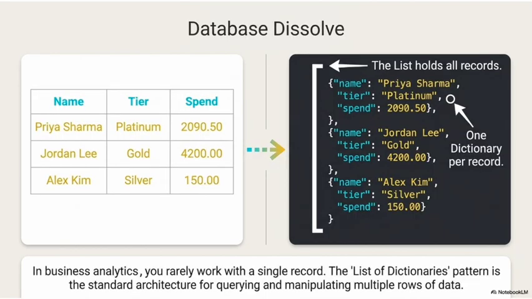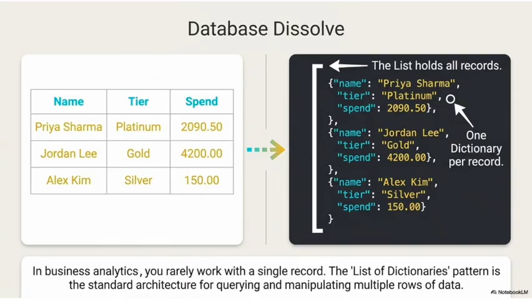Single dictionaries represent a record. A list of dictionaries represents an entire dataset. And this is the architecture used by virtually every business application. The spreadsheet on the left has 3 rows: Priya Sharma, Jordan Lee, Alex Kim. The Python equivalent on the right is a list where each element is a dictionary. 1 dictionary per record. customers[0] is Priya's record. customers[1] is Jordan's. The entire dataset is contained in 1 variable.